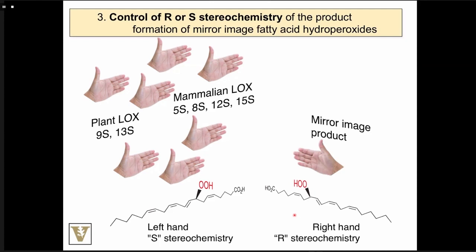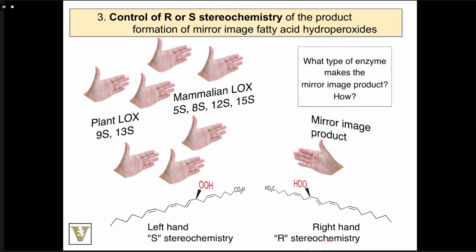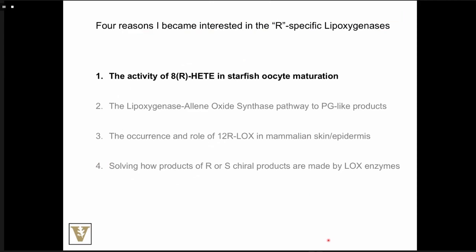So what about the mirror image product? This is a completely different aspect of stereo control. Here we've got something that's the right-hand stereochemistry or R stereochemistry. And I was interested for a long time in what type of enzyme makes that product and how does it do it. So I'm going to diverge a little bit here before we get to the answer to how this works with 4 different aspects of how I became interested in what turned out to be these R-specific lipoxygenases. I'll show you these 4.